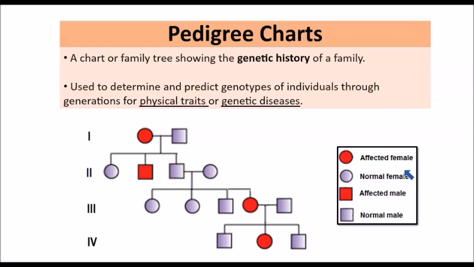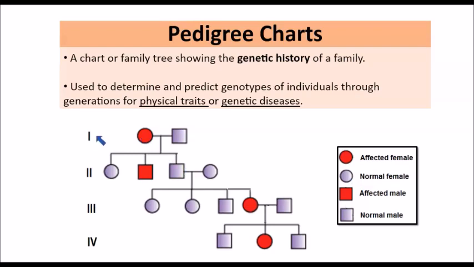Now let's put up the key here. We have a key showing you what the symbols represent in this example of a pedigree chart. The first thing you need to understand is that circles represent females, squares represent males. But then you will notice that there are sometimes shaded and unshaded circles and squares. In this case we have it color coded. The red represents the affected individuals, whether they have a particular trait or the genetic disease, and the purple represents those who are normal.